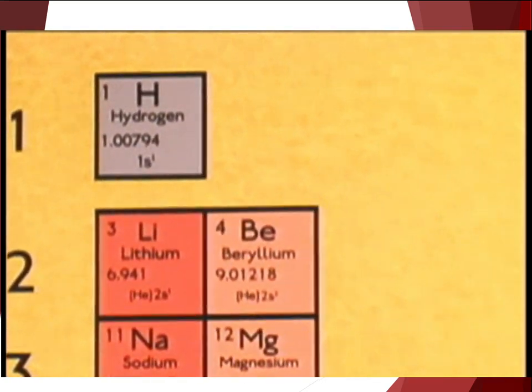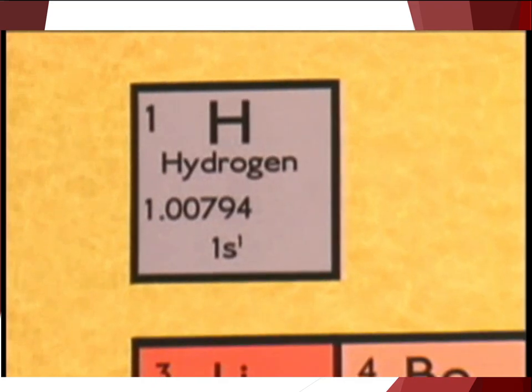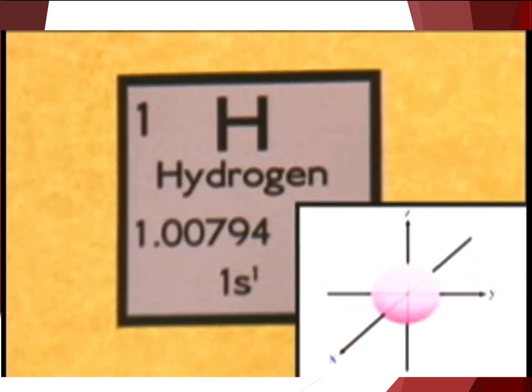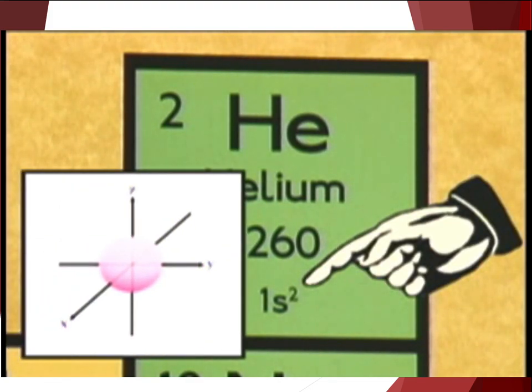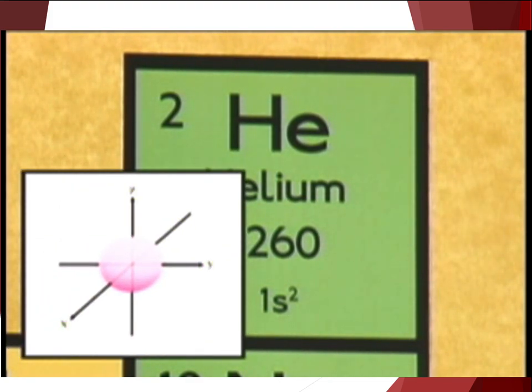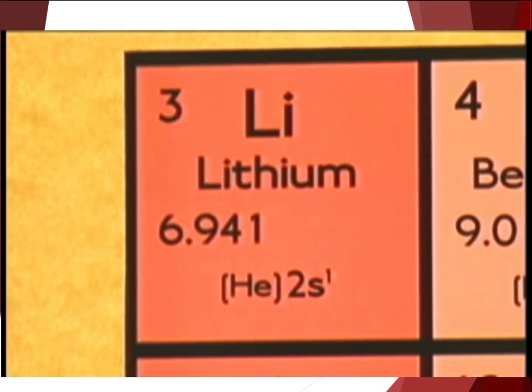Let's look at some examples of how the electron configurations of atoms are written. Hydrogen has only 1 electron in an s-shaped orbital. It is written 1s1. Helium has 2 electrons in an s orbital. It is written 1s2. This is saying in the first energy level, the s-shaped orbital is filled to capacity with 2 electrons.